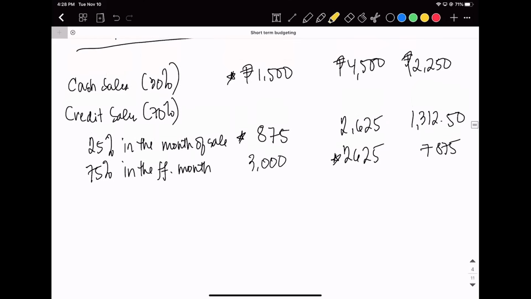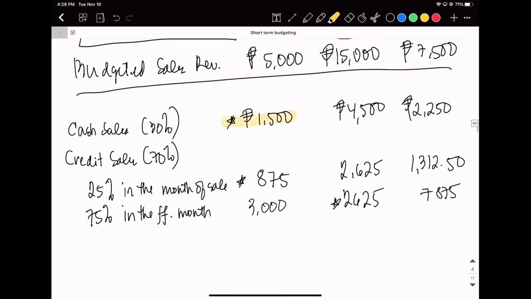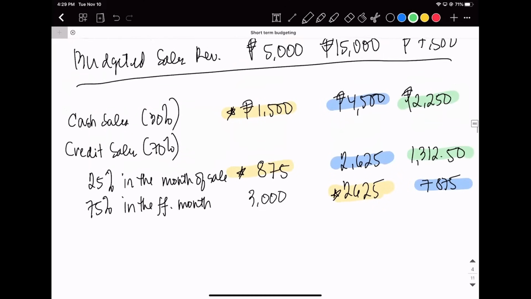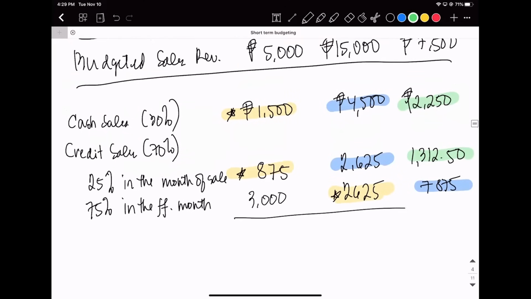So, pag chinek mo yan, ito yung 5,000. Ayan, 5,000. Ito naman yung 15,000. Ayan. So, ito naman yung 7,500. So, nakita mo meron pang balance. Yun yung AR natin at the end. Okay, so pwede kang tanungin, no? AR at the end. So, AR at the end, yung difference. Anyway, so ito na ang budgeted cash receipts.